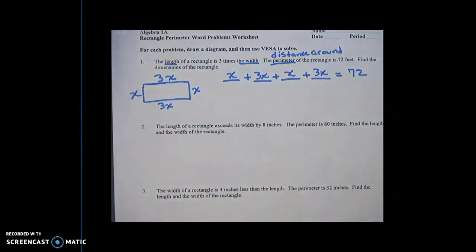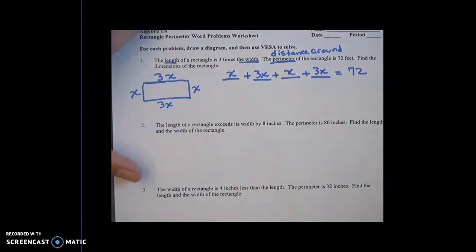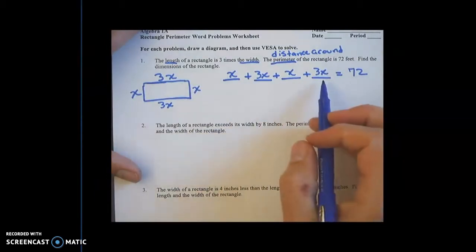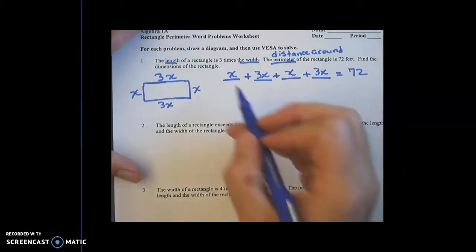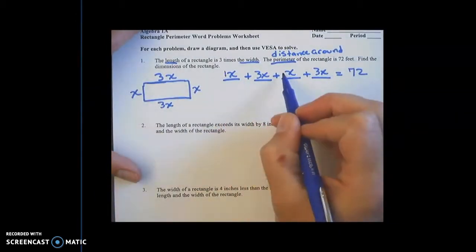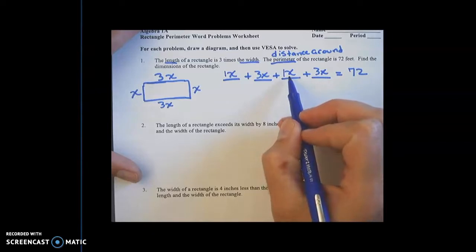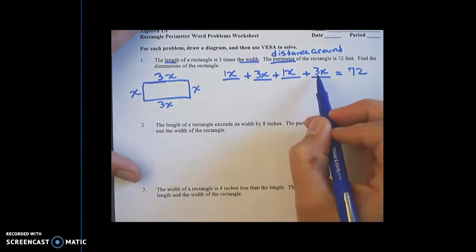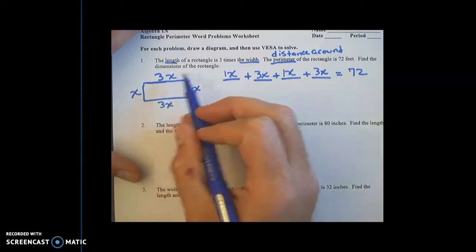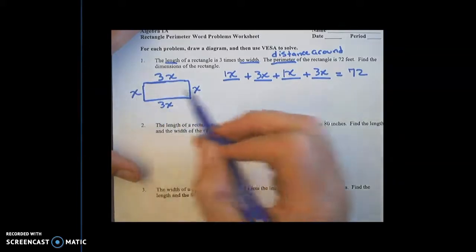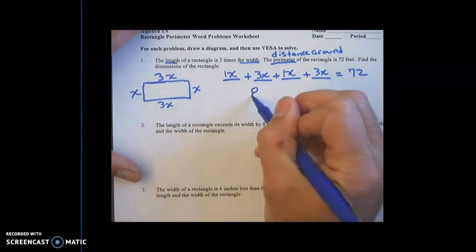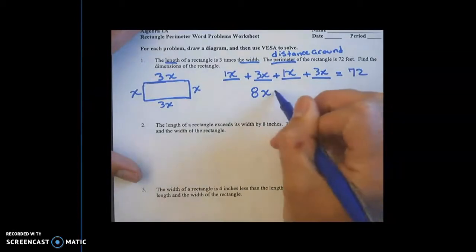All of those added up equals 72. Now because these are like terms and they're all on the same side, we can combine them. So remember, x is just 1x, so 1x plus 3x combined gives me a 4x, plus 1 more is 5, plus 3 more is 8. So if I add up all of these, 3x's plus 1x plus 3x plus 1x, that's going to give me a total of 8x's, and that's equal to 72.